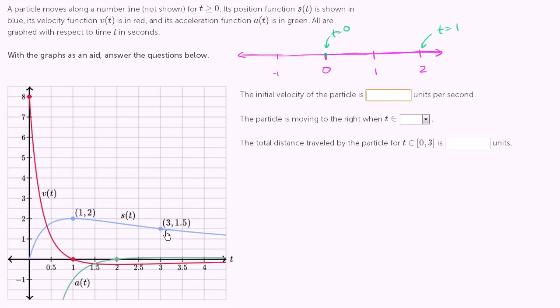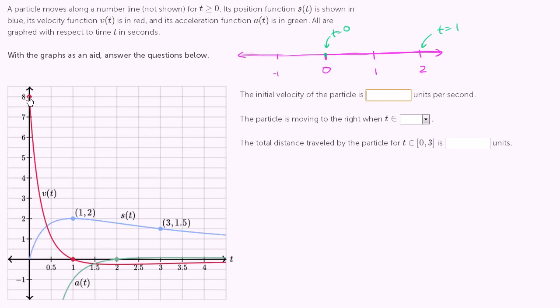Notice our position is decreasing, but it's decreasing at ever slower rates. It's not clear if we'll ever get back to the origin. So that's what's going on here. And we see that no matter which graph we look at, our position function is definitely telling that story. Our velocity function, which is the derivative of the position function, is telling that story.